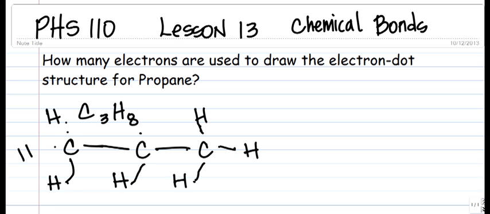So how many total do we need here? Just count them up. 2, 4, 6, 8, 10, 12, 14, 16, 18, 20. 20 electrons to make propane.